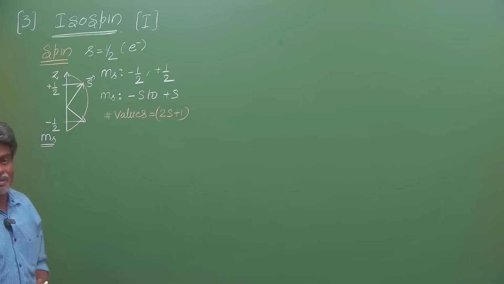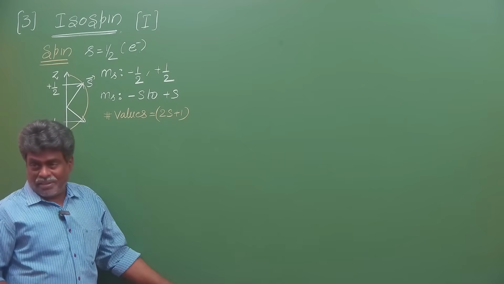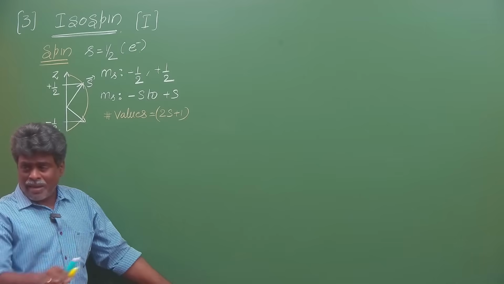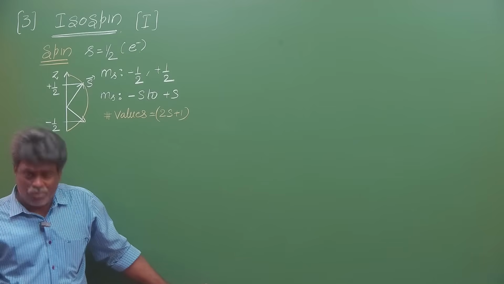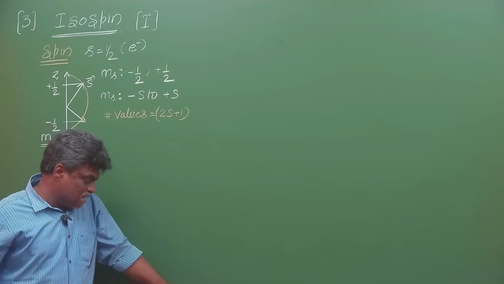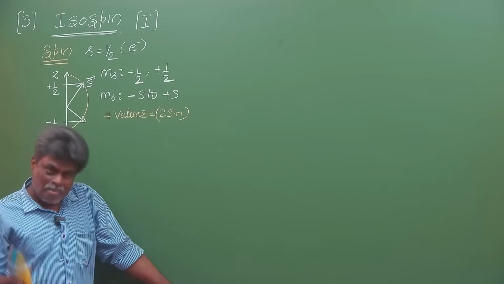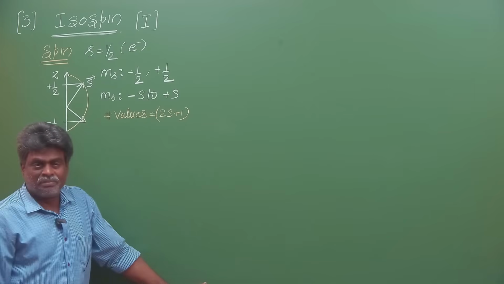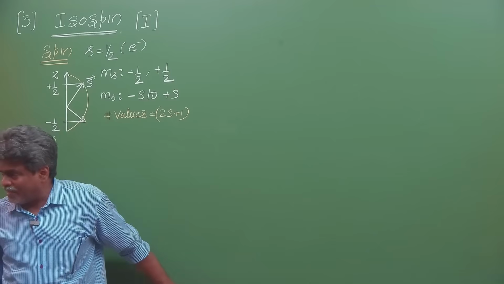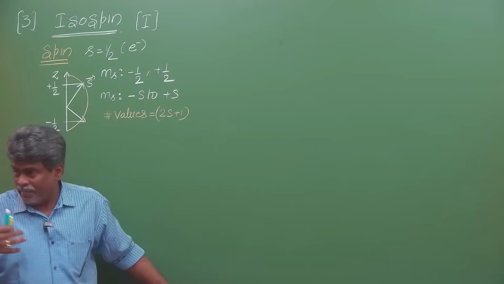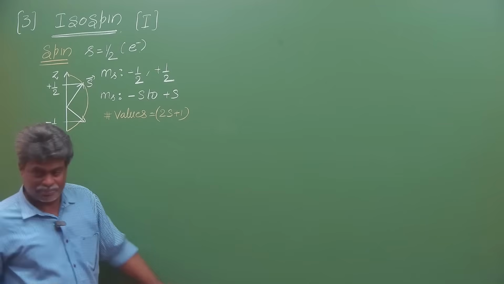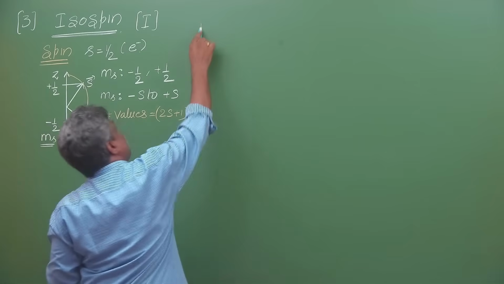Always remember, if anything you are having from minus S to plus S, how many values? 2S plus 1. Minus L to plus L. Minus J to plus J. Minus I to plus I. Good. Now this we know.